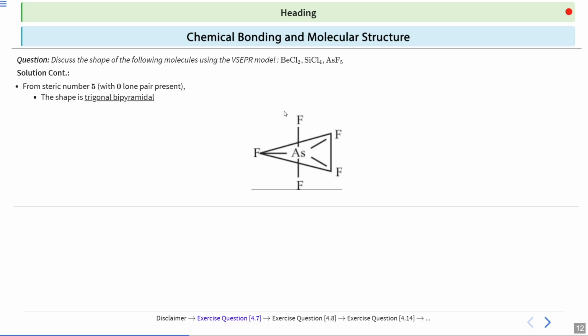So the upward fluorine is making 3 90-degree angles with the 3 equatorial fluorines, and the downward fluorine, which is present in the axial position, is also making 3 angles with the 3 equatorial fluorines. So therefore, the total count will be 6 90 degrees. I hope this is clear to you. So it's very simple to understand. You can just try to draw the picture by yourself and look at the number of 90 degrees here. Okay. Now moving on to the next one.